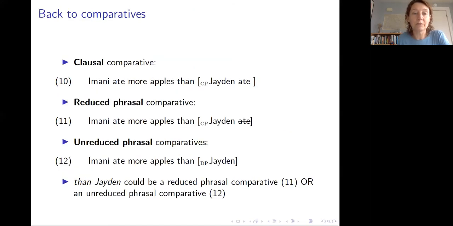Back to comparatives. So we have 3 kinds of comparatives. Clausal comparatives, Imani ate more apples than Jaden ate. Reduced phrasal comparatives, Imani ate more apples than Jaden, which has a silent 8 that's been elided. And unreduced phrasal comparatives, Imani ate more apples than Jaden, where all we see is a DP following than. This means that the surface string than Jaden could be like 11, reduced from Jaden 8, or could be like 12, just what we see on the surface, namely a DP.